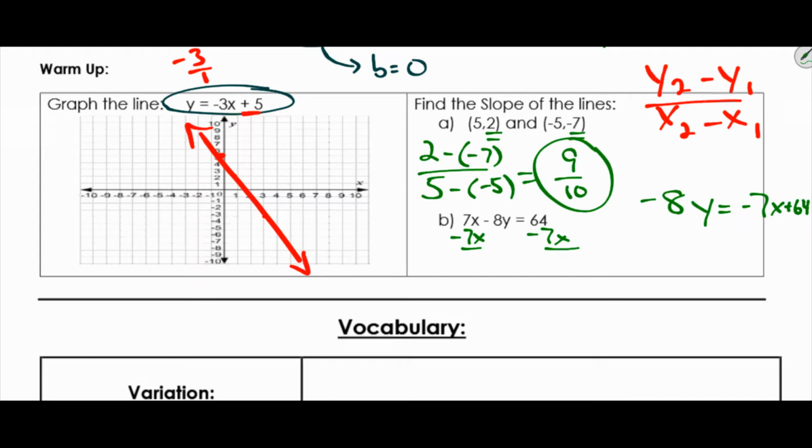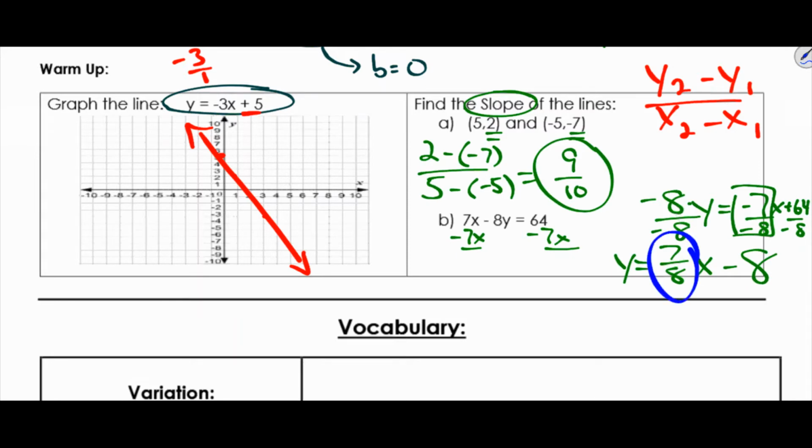I'm almost there. I really want y completely by itself, so I'm going to get rid of that negative 8. That negative 8 is being multiplied times y, so I'm going to divide everything by that negative 8. So y equals, a negative divided by negative is really just positive, so 7 over 8 x. I'm pretty much done with this question because it's just looking for the slope. I'm going to write the y-intercept anyway. It's just going to be negative 8, but my slope is 7 over 8. That slope is really all you need for a direct variation.